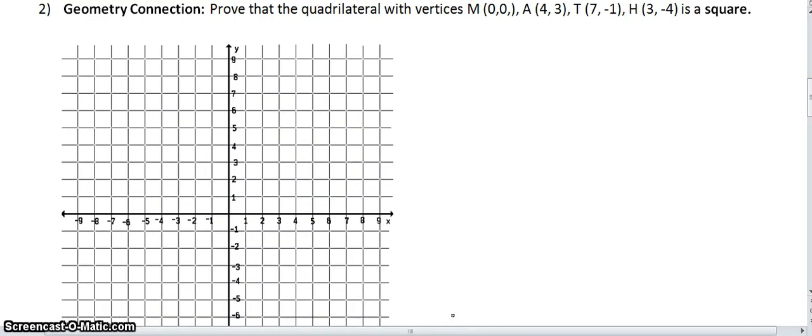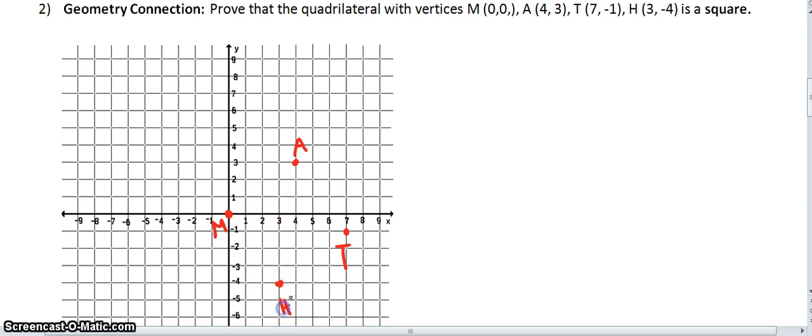So now for more of a geometry connection, although that was because we're using Pythagorean theorem, you can use this to prove that the quadrilateral with these vertices is a square. So let's go ahead and plot those. I have 0, 0 is M, 4, 3 is A, 7, negative 1 is T, and H is, let's see, 3, negative 4.